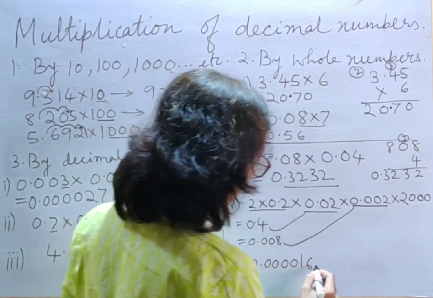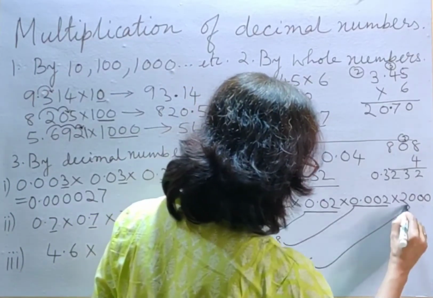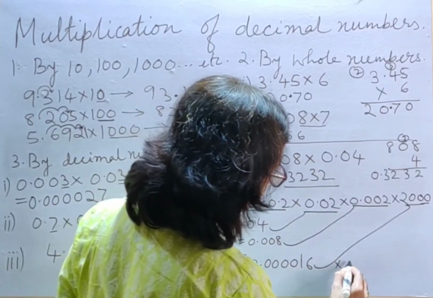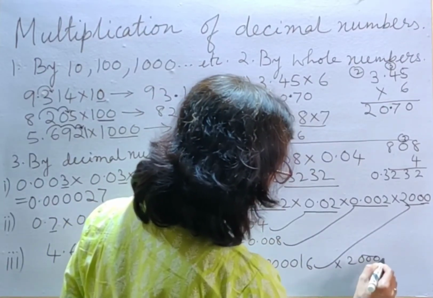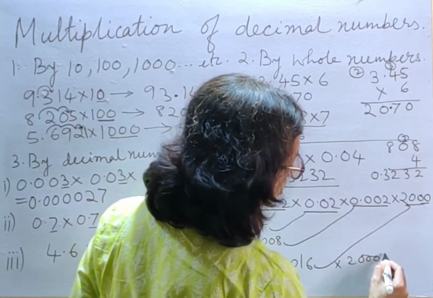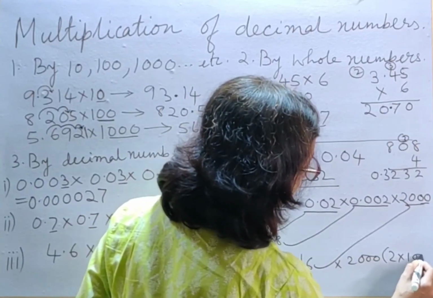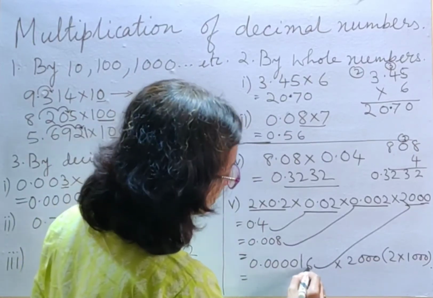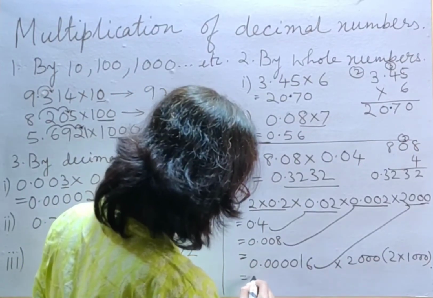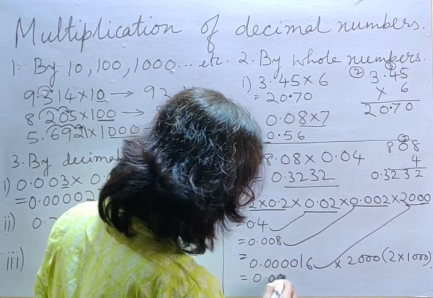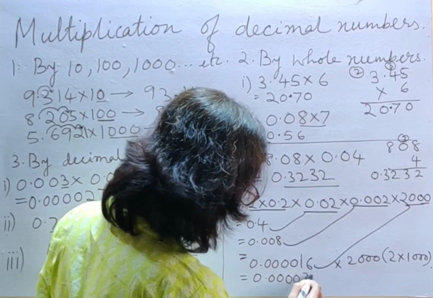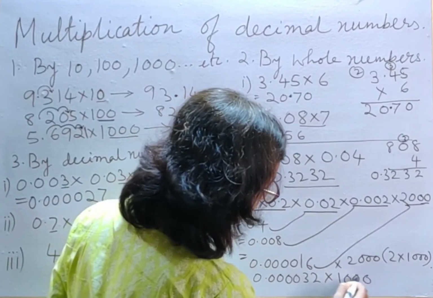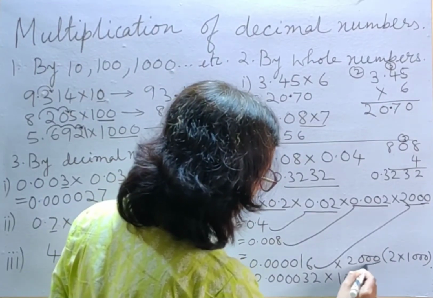Okay. Now we will multiply this to this. Now how do we do this? Now if we multiply, I will write it here into 2000. So what is 2000? 2000 is 2 into 1000. Right? 2 into 1000. So first let us multiply 16 to the 32. So 0.0000 and 32 into 1000. So we multiplied with this first.